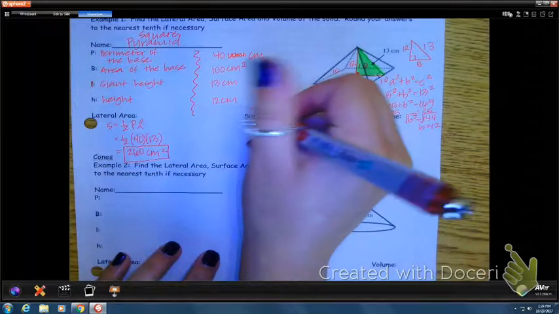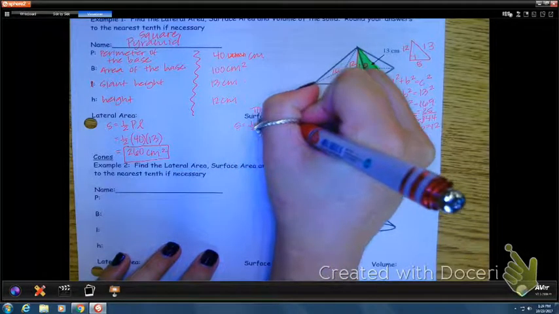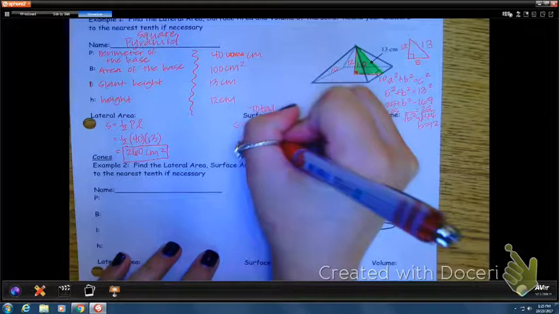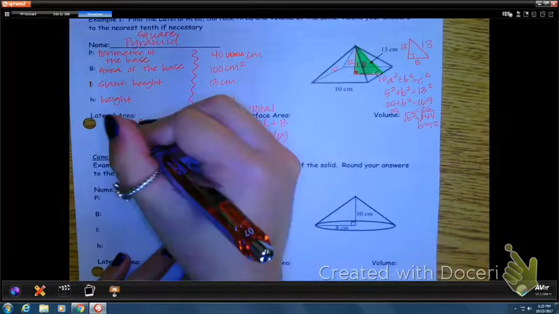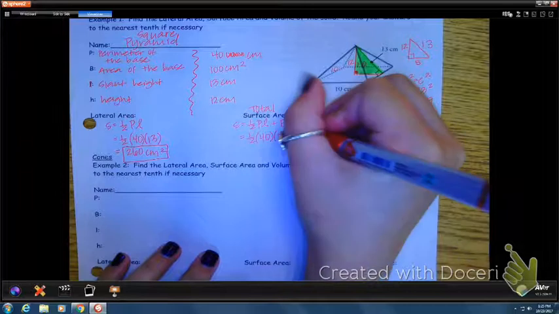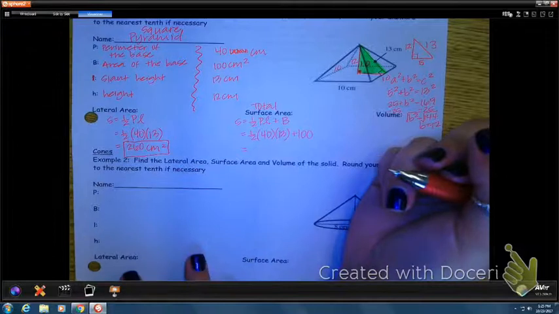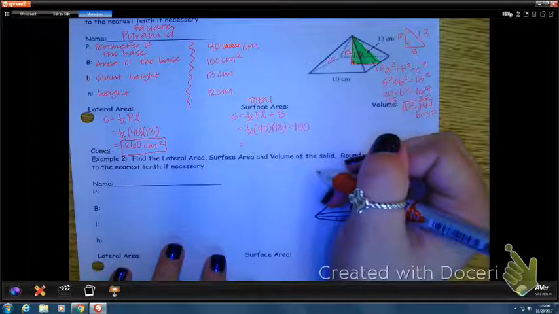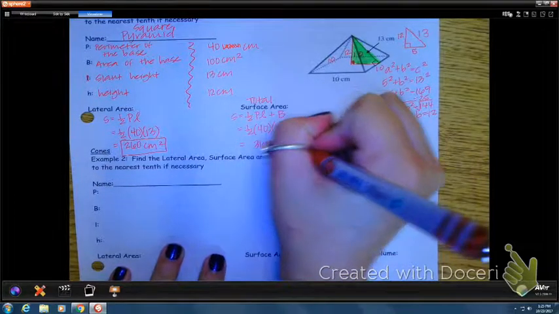So you have 1/2 capital P L plus capital B. So 1/2 40 times 13. This is what we just found over here, so our lateral area. Now we're adding in the area of our base. So again, using your calculator, or if you can do it mentally. Okay, you should get 360 centimeters squared.